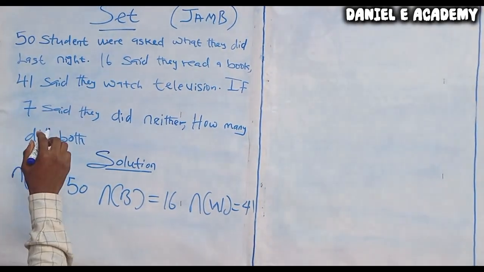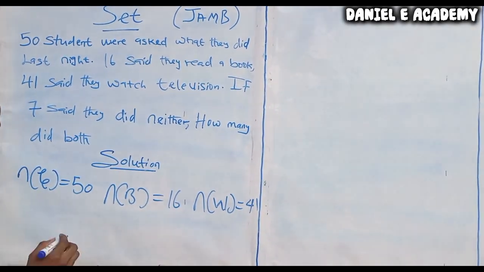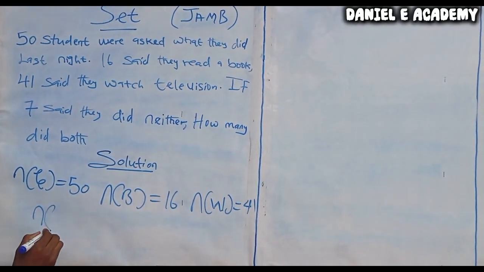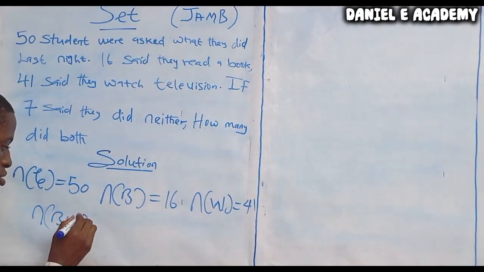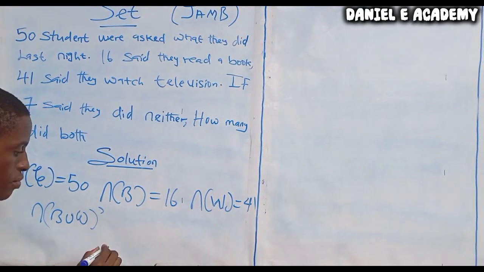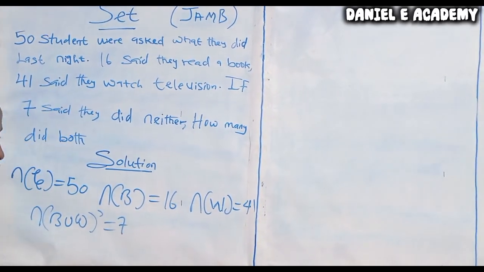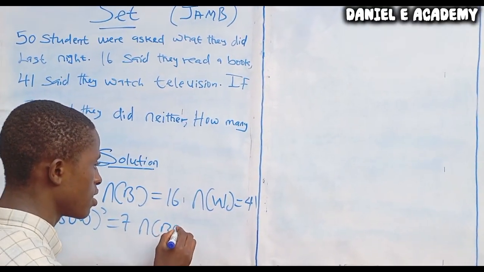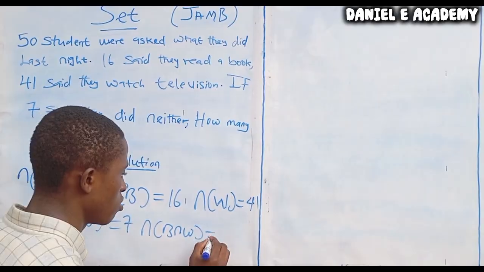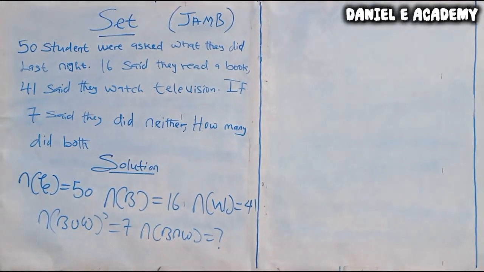So 7 said they did neither, which is the number of (B union W) prime equal 7. We are asked to find the number of B intersection W. That is what we're asked to find.